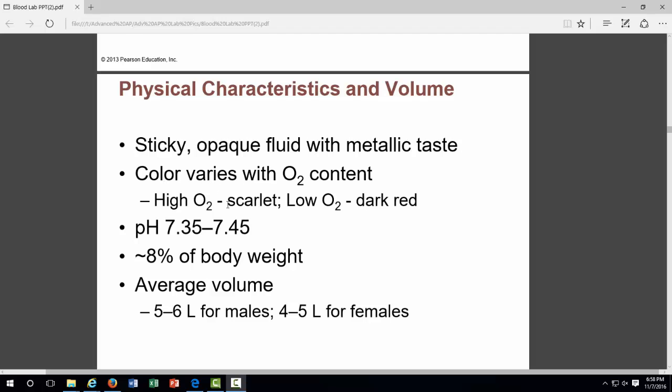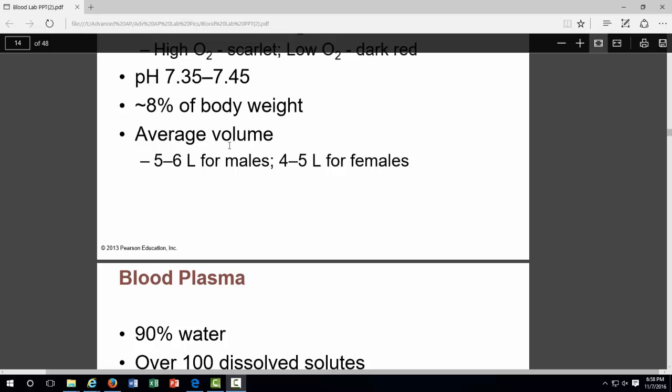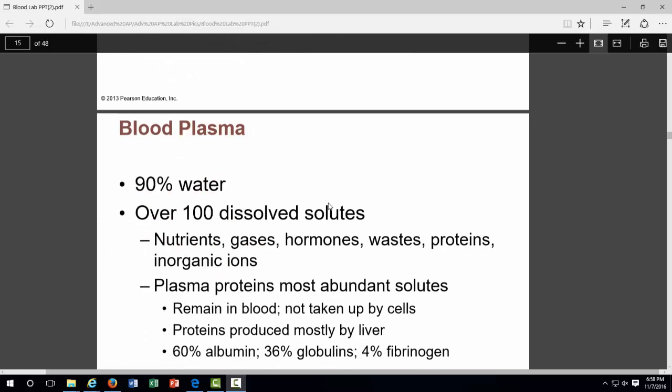The color varies. If it's very dark red, that means it's low in oxygen. Bright red means it's high in oxygen. pH is 7.35 to 7.45. About 8% of our total body weight is blood. Average volume is 5 to 6 liters for males, 4 to 5 liters for females. So again, they have more blood per volume, or for their body mass, than women do.